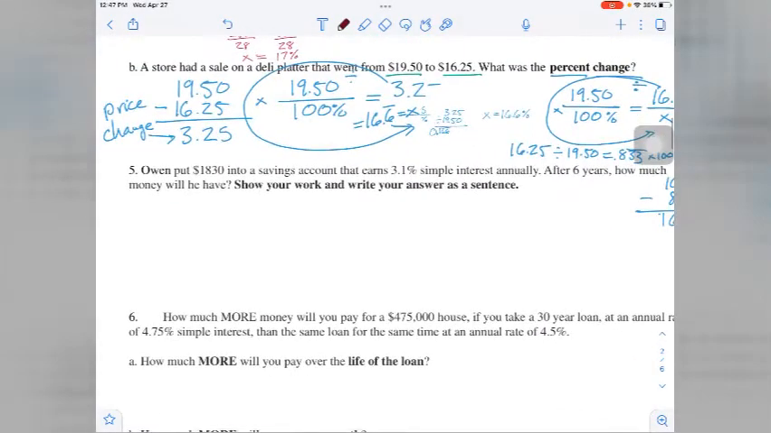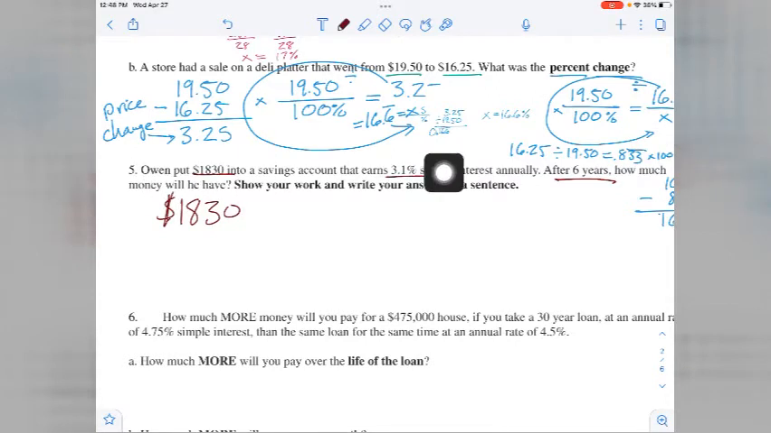Okay, so problem 5 says Owen put $1,830 into a savings account that earns 3.1% interest annually. After 6 years, how much money will he have? So remember, notice one thing. It says not how much interest does he have, but how much money will he have.